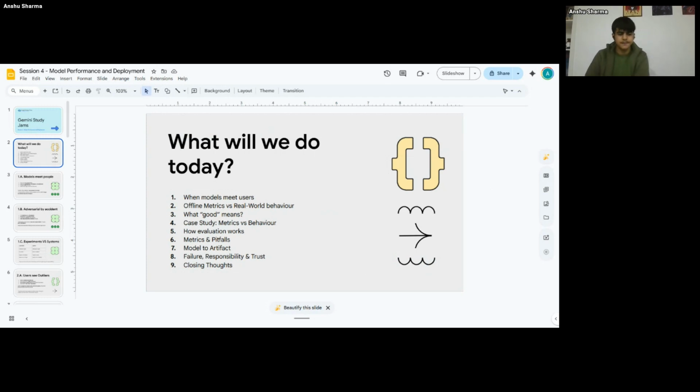Is this much clear so far? Just how we will be thinking about our models today and how we will be approaching all this. Was I clear on that front?